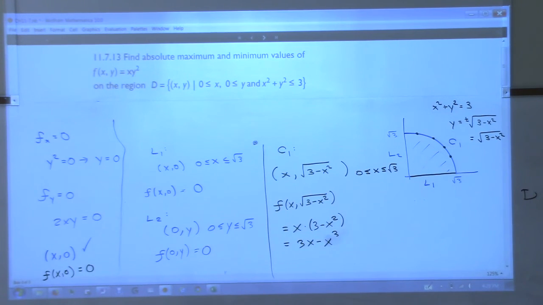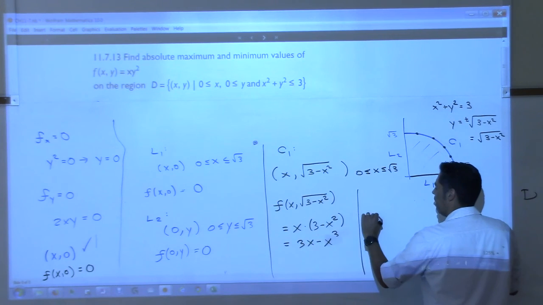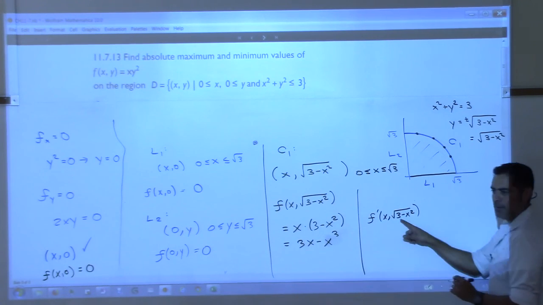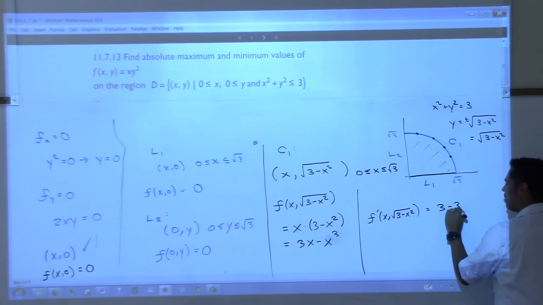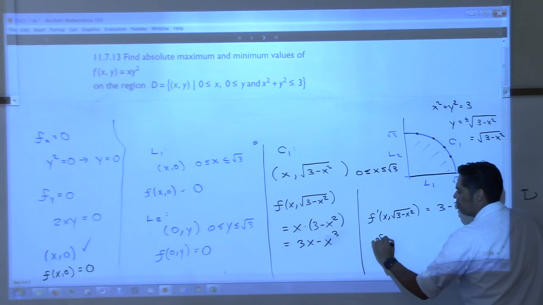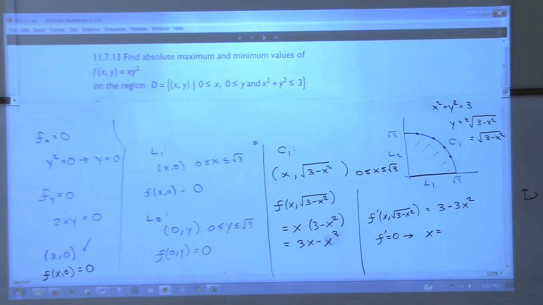What now? Take the derivative of that, right? So we need to do the critical points. I'm going to use a slightly different notation. Instead of calling this g or h or something, I'm just going to do this. I want the derivative of that function, which is 3 minus 3x squared. And then you set that equal to 0, right? So if I set that derivative equal to 0, my solutions are x is 1 and negative 1.